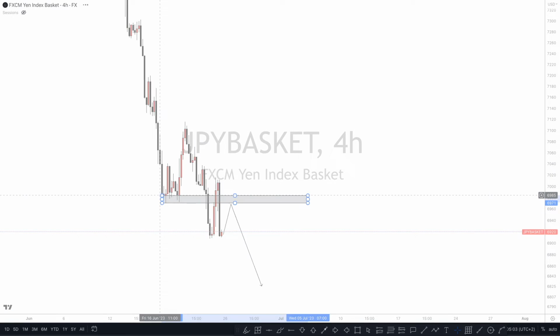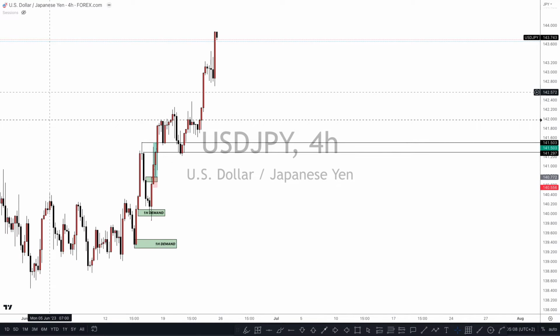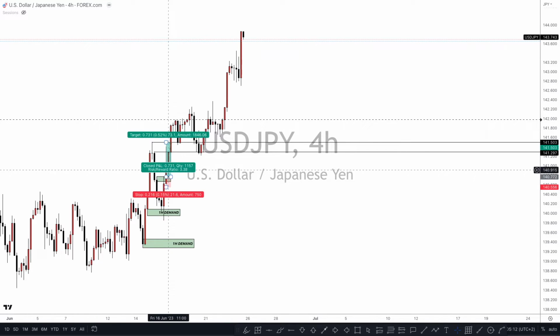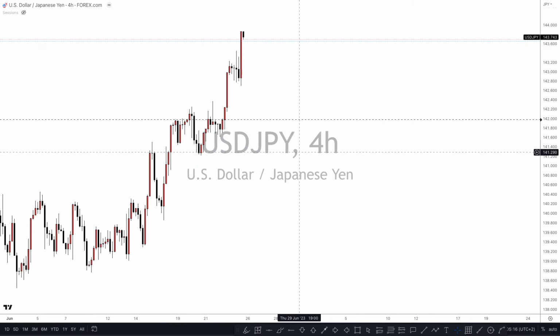Now we start on the pairs. We have USD JPY. Let me clear everything out. I did say last time we had a trade here, did take profit, but let's start analyzing properly.